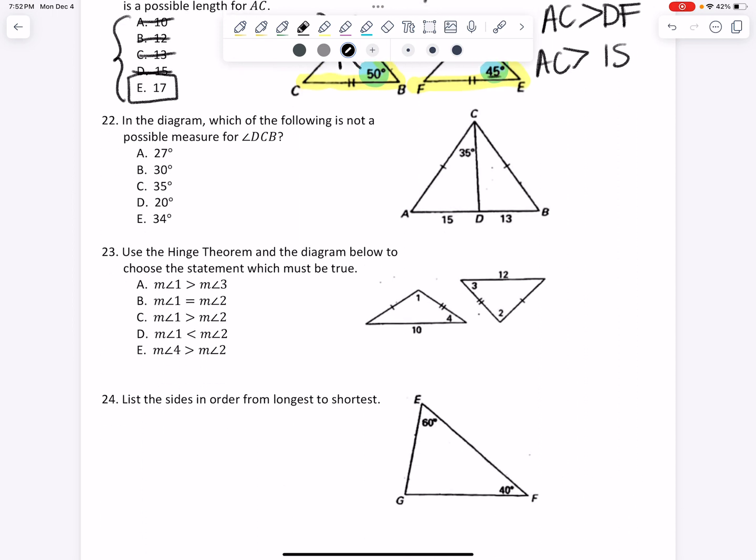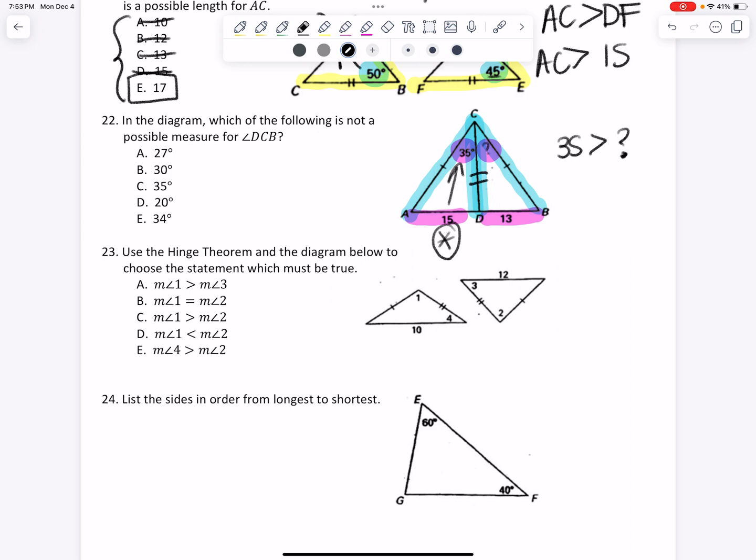All right, number 22. In the diagram, which of the following is not a possible measure for angle DCB? So again, I think we're going to use some more hinge theorem here. This is overlapping at a side, so I'm going to use the reflexive property there. There are 2 sides congruent to 2 sides of a triangle where the included angles are going to be different. I know that because this one opens to 15, this one opens to 13. So I know that the 35-degree angle is going to be greater than whatever this angle is here. So 35 is going to be greater than my question mark angle, and so it has to be smaller than 35.